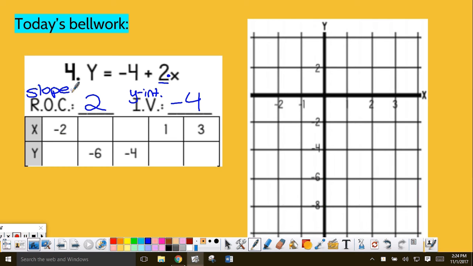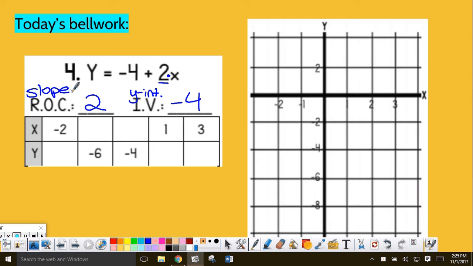Our initial value is always the number that gets added on or subtracted to the whole equation. It's plain, right? It doesn't have any variables attached to it. So because our focus this unit is on graphing and not filling in tables, I'm going to graph the equation first. And you're going to see why it's a little bit easier to do that.